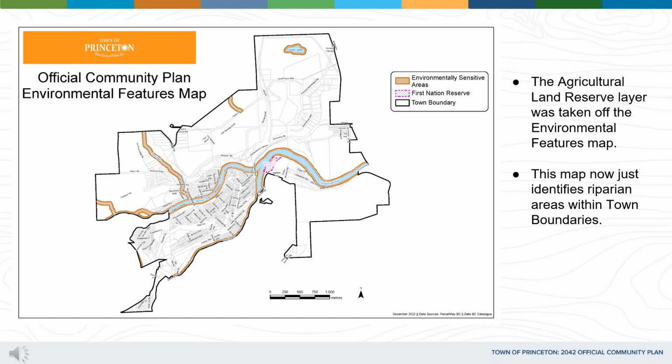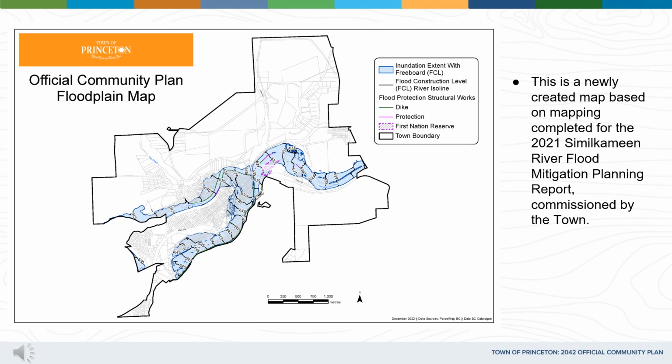Within the Environmental Features map, the Agricultural Land Reserve layer was taken off the Environmental Features map. The ALR map is now a standalone map. The Environmental Features map now just identifies riparian areas within town boundaries. The official Community Plan Floodplain Map is a newly created map based on mapping completed for the 2021 Similkameen River Flood Mitigation Planning Report that was commissioned by the town. This map helps identify key areas of concern for flooding.